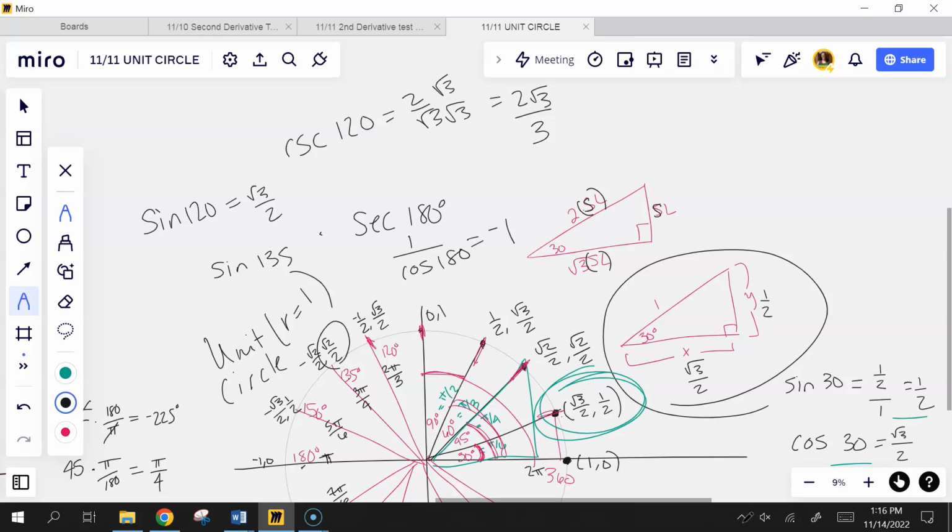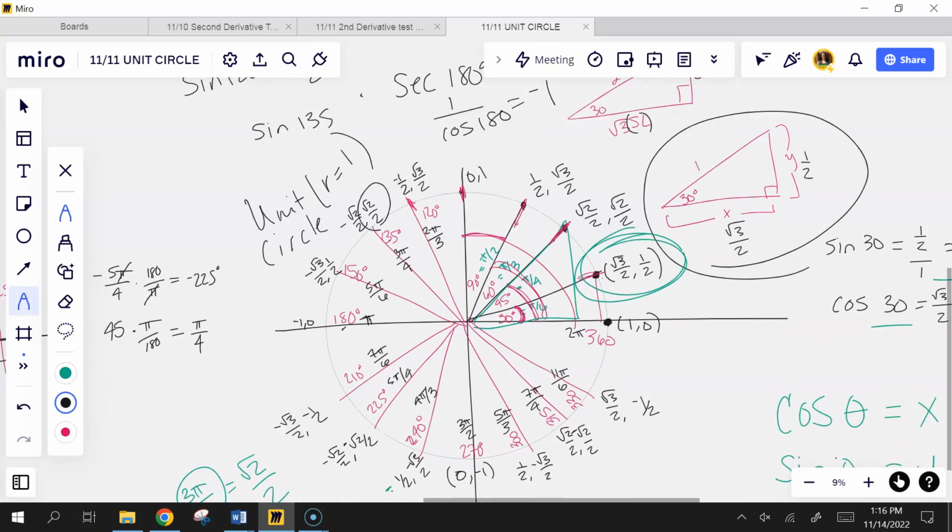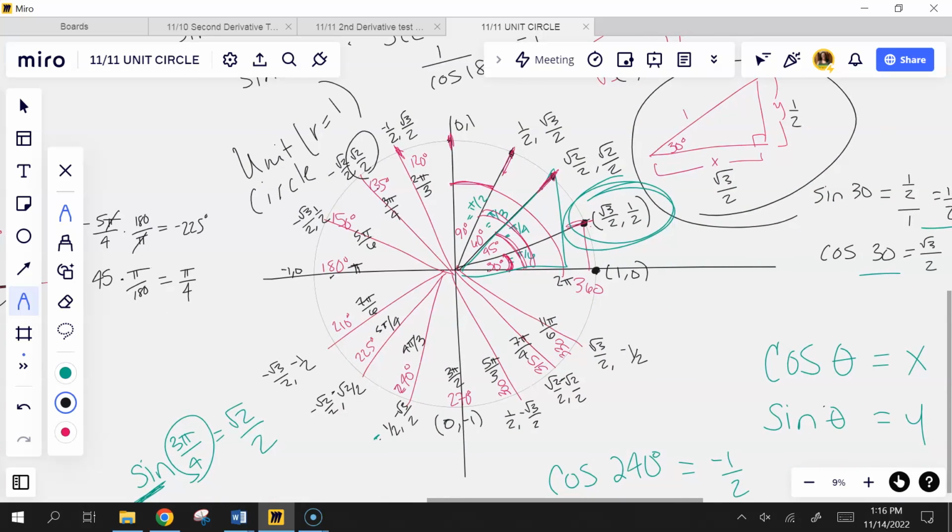How about 16? Cosine of negative 150. This time, look where 150 is and go that much in the opposite direction, right? So 150, if I loop around, is in quadrant 2. But I have to go backwards that much. So I'm right here. So the cosine is negative root 3 over 2.